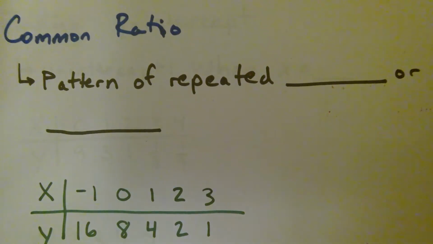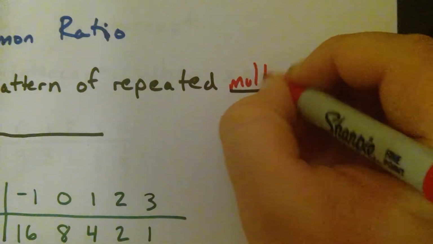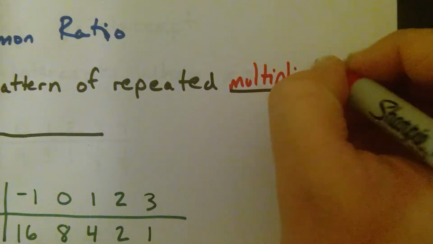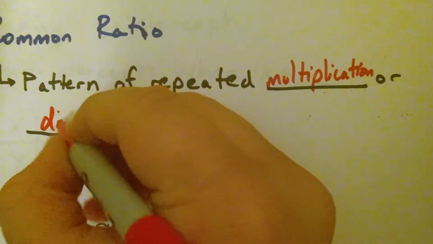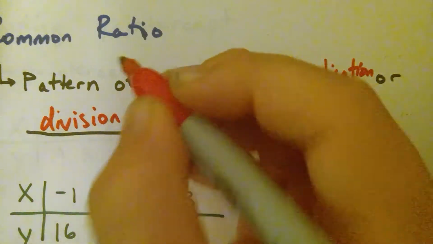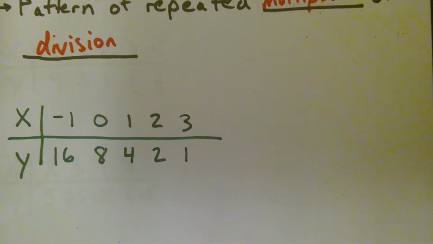Now we're coming down to the thing that makes an exponential function an exponential function. And we'll see these listed more in our equations when we look at those in a bit. But we're going to only look at the patterns here. So the common ratio is the pattern of repeated multiplication or division. Those are the features that we saw with exponents in their properties this past week.